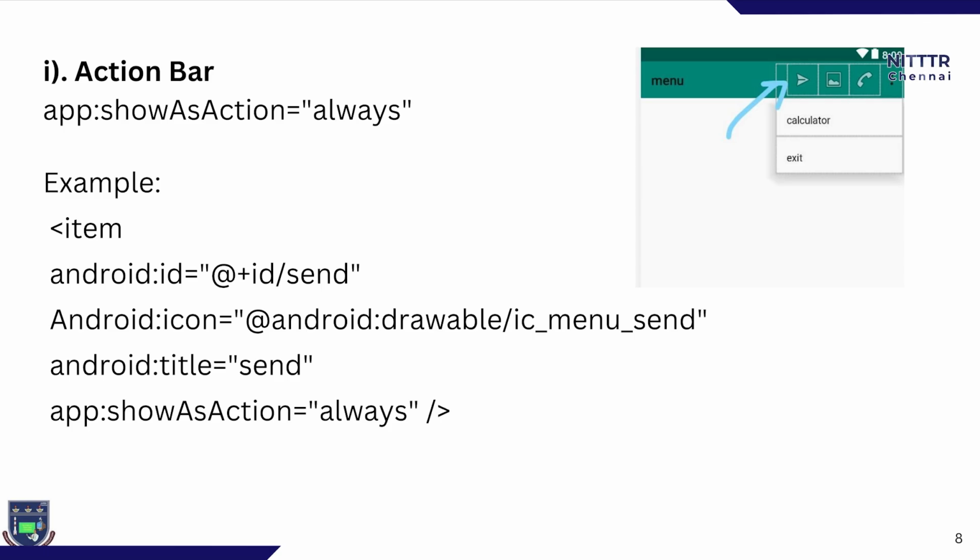Then the next one is android:icon. Here android:icon is equivalent to @android:drawable/ic_menu_send. In this particular statement, it is the built-in send icon. We can also use a custom icon here. Then the next statement is android:title equal to send. Here it represents the text label for that particular item. The next statement is app:showAsAction equal to always. This statement tells Android to display this item in the action bar at all times.